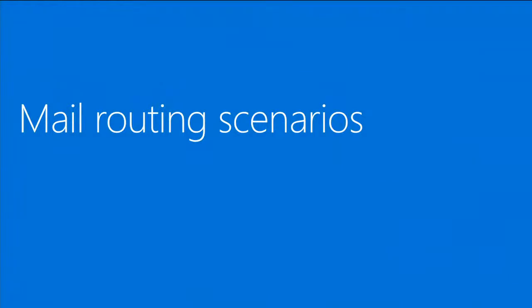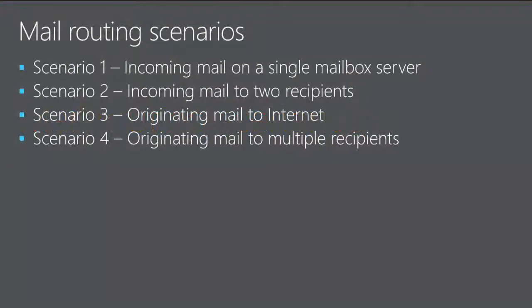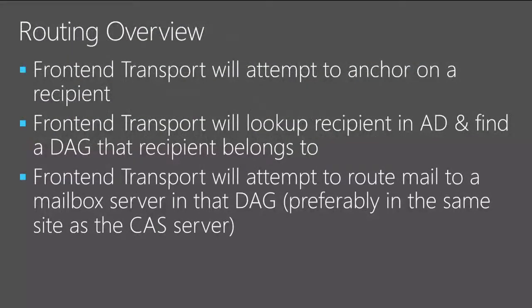Okay, now let's go through some mail routing scenarios. I'm going to go through about 4 of them. This is the same knowledge that I mentioned before, which is front-end transport's job is to look at the recipient. Let's start from the top. When you get a piece of mail, it could be to 1 recipient, 2 recipients, 10 recipients. Front-end transport will always anchor to just 1 recipient. It'll pick 1 recipient, and it'll use that recipient to do its routing.